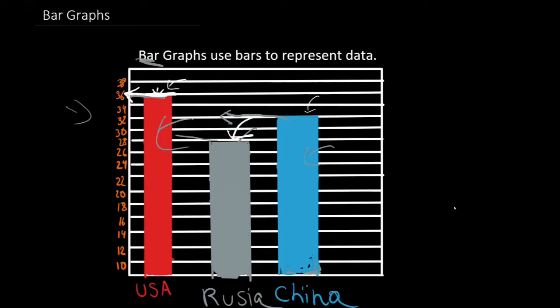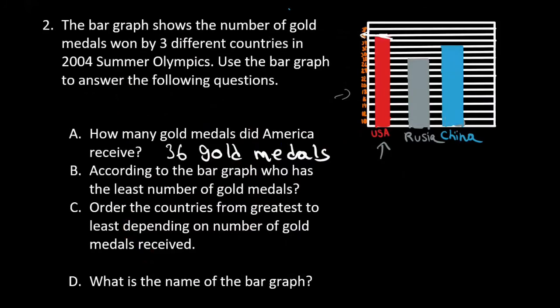Alright, so we do the exact same thing. We draw a line right here, and then we make a line and see where it points to. When I make a line, it ends and it points at 28. That means, according to the bar graph, the least number of gold medals is 28 gold medals. Okay, 28 gold medals. Let's move on to the next one.